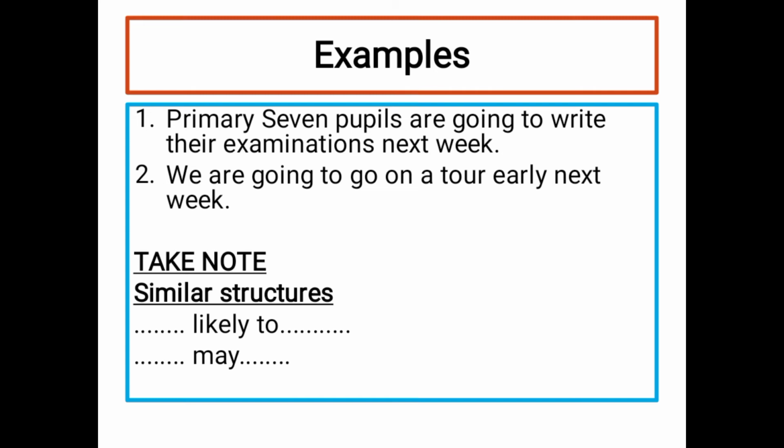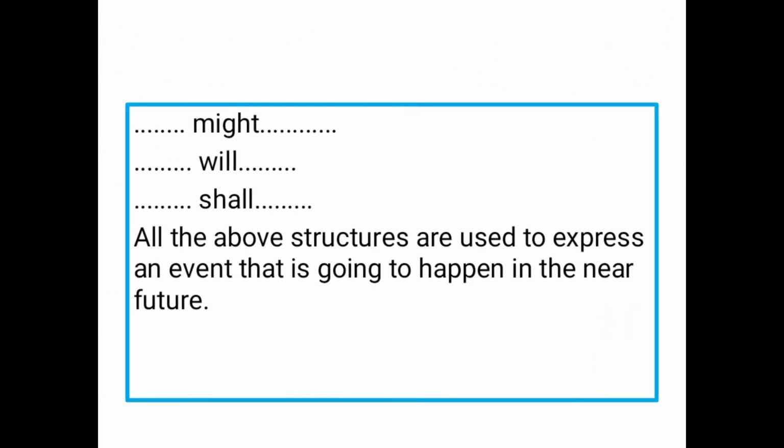Now take note of this. These are similar structures which can be used to replace "going to" in our sentences. They are: likely to, may, might, will, and shall. All these structures are capable of replacing "going to" in our sentences. And therefore the point is, do not use two of these structures in the same sentence at once.